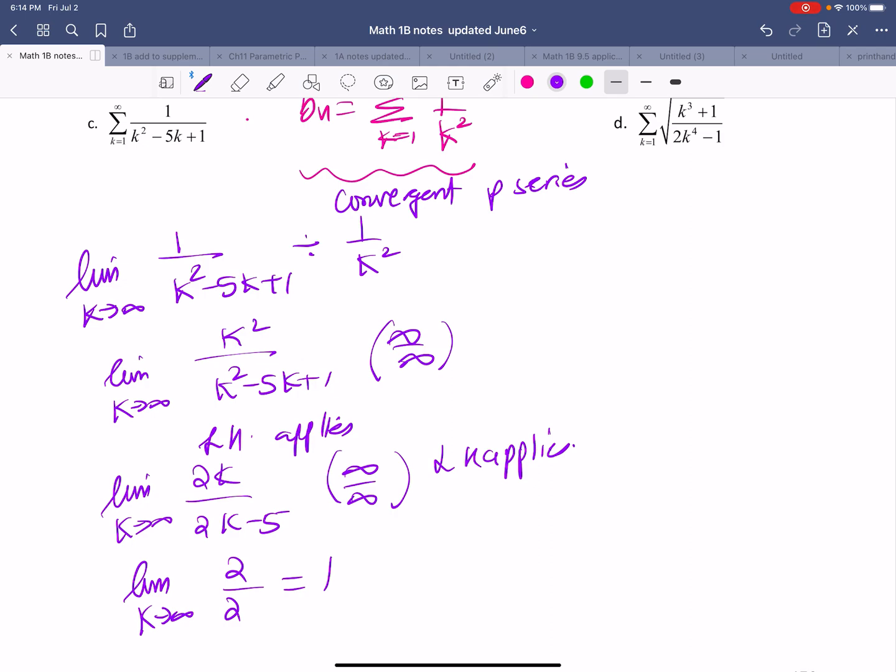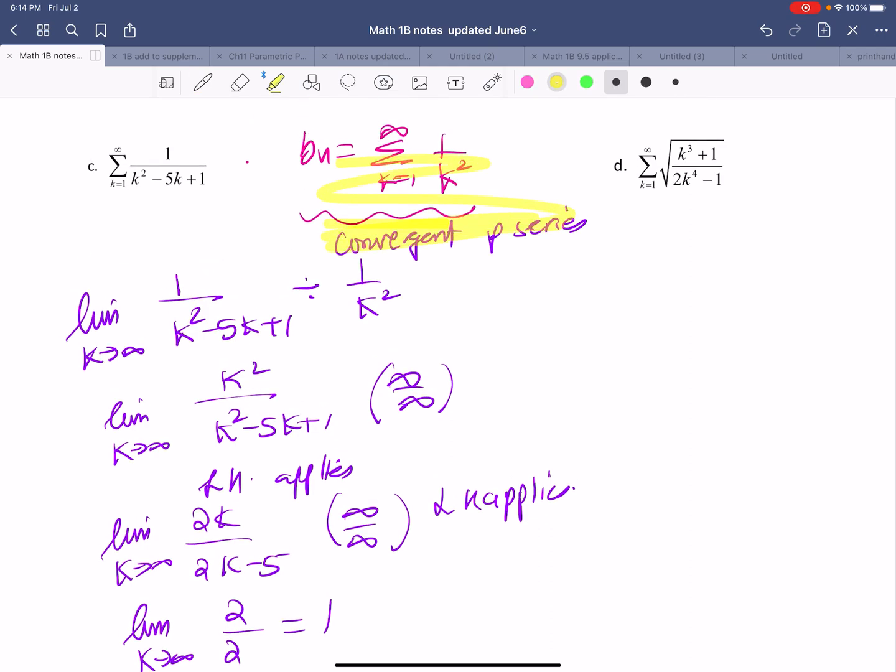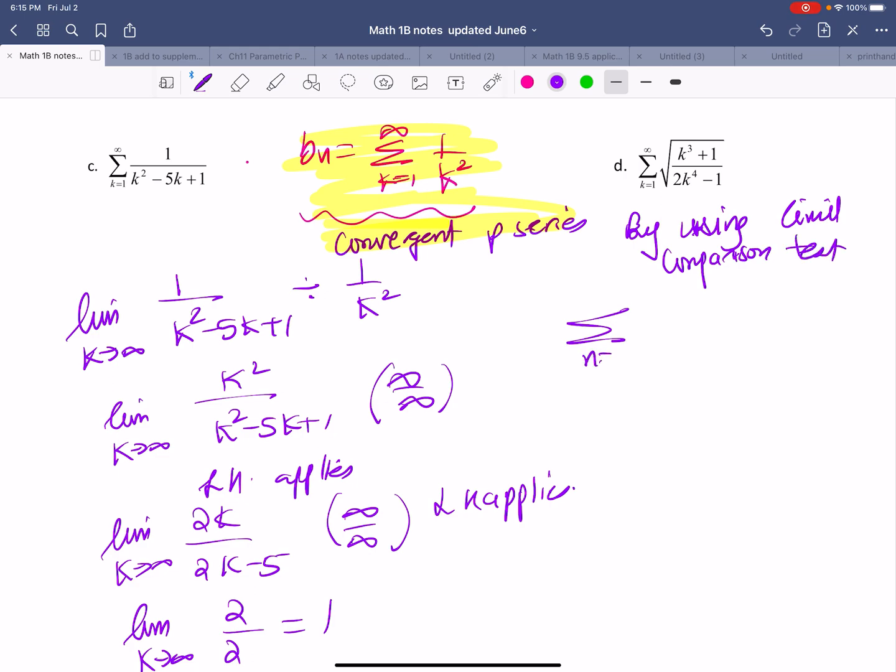So that means either both series converge or they both diverge, and I already know that the one we compared with was a convergent p series. So by the limit comparison test, the series in question, the sum from k equals 1 to infinity of 1 over k squared minus 5k plus 1, converges. Now it isn't a p series, but we could compare it to a p series and prove that this is convergent.